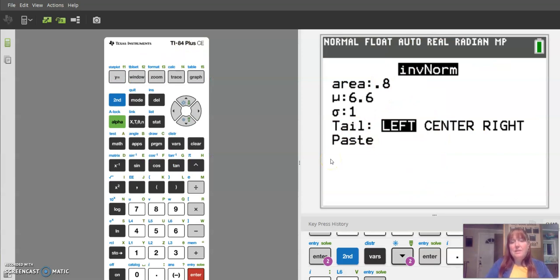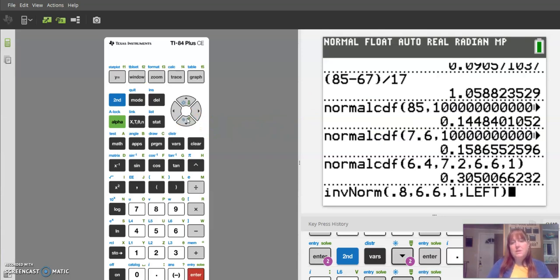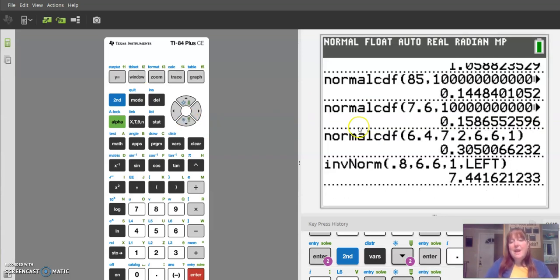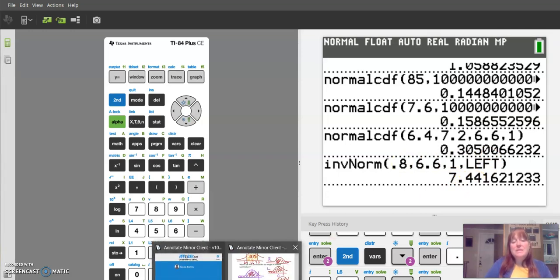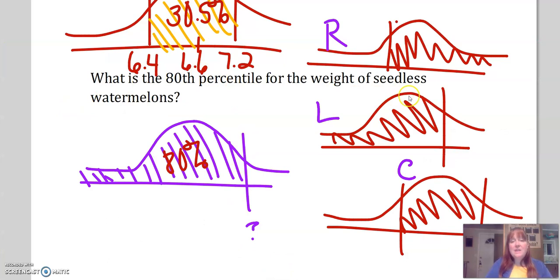Okay, left tail, enter, paste, paste. So we paste that in and we push enter. And this tells us that the number that would give us 80% of the curve to the left would be 7.44. So the 80th percentile for the weight of seedless watermelons is 7.44 kilograms.